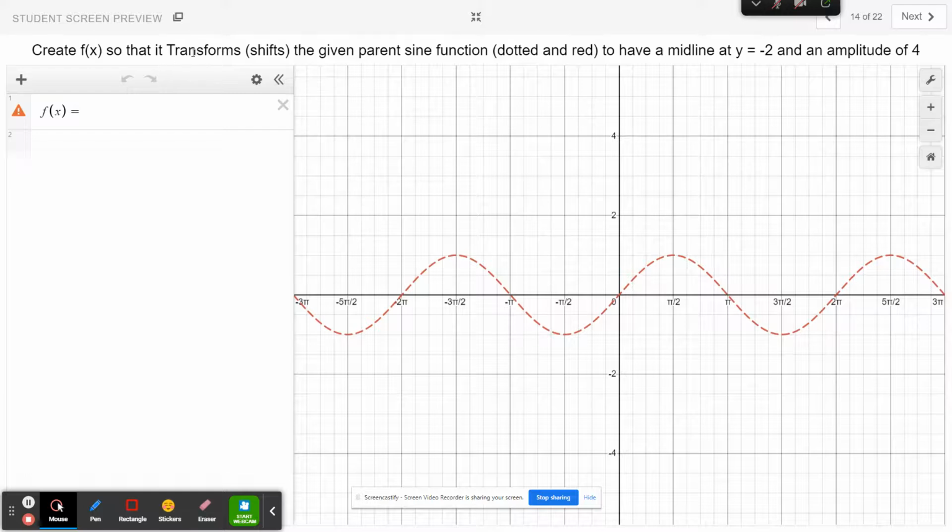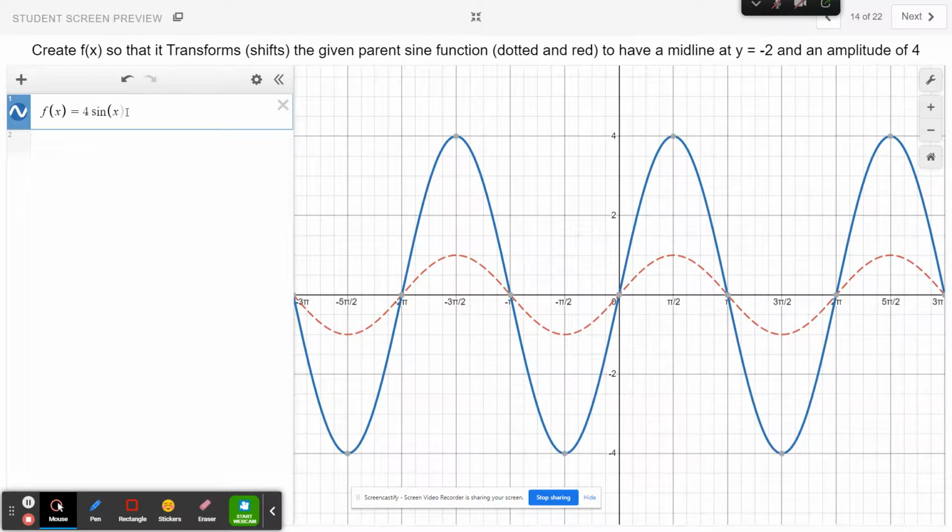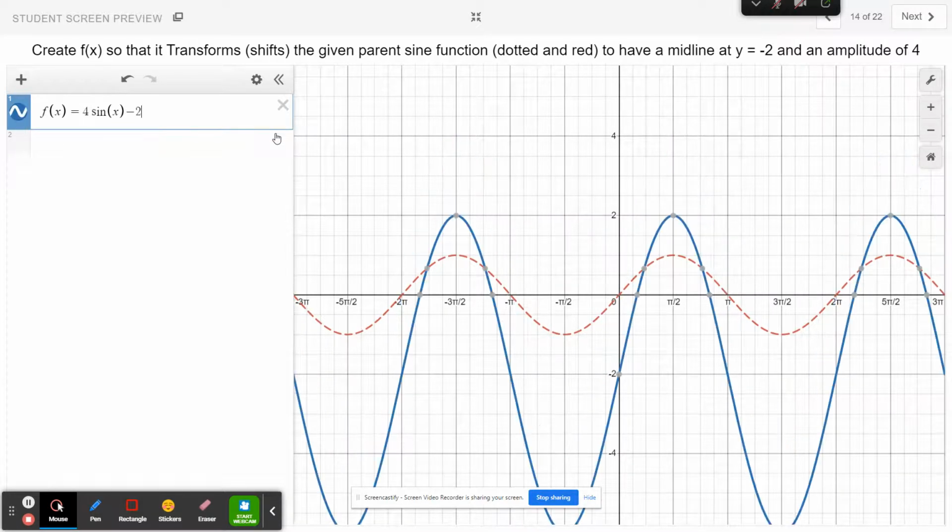Create f of x so that it shifts the given parent sine function to have a midline of negative 2 and an amplitude of 4. All right, so let's start with the amplitude. How do I get the amplitude of 4? That's my a. So it's 4 sine x. So I've got the amplitude part down, but I just need a midline of -2. So again, that's my k, so -2.